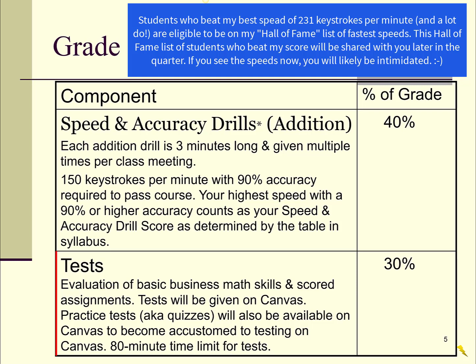30% of your grade will come from tests. Tests are an evaluation of basic math skills and scored assignments. Tests will be given on Canvas. There will be practice tests, also called quizzes, and they'll be available on Canvas to help you become accustomed to testing on Canvas. Now the tests have an 80-minute time limit, but the quizzes do not have a time limit.